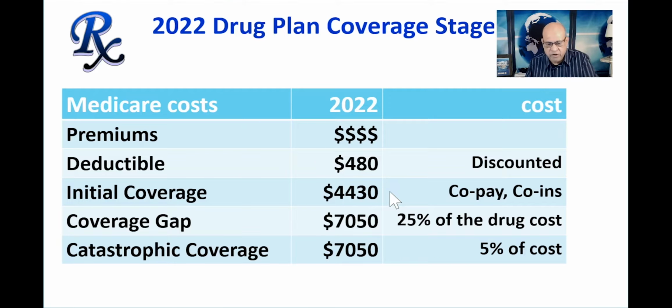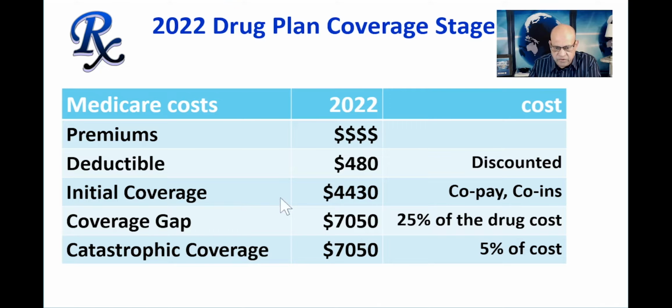Then beyond $7,050, we have what is known as the catastrophic coverage, at which time the prescription plan covers the drug, and you pay only 5% of the cost of that particular drug.